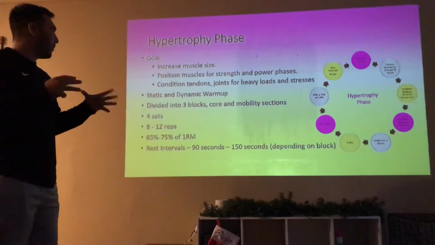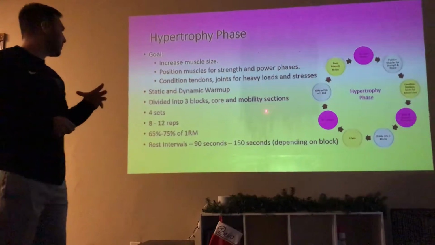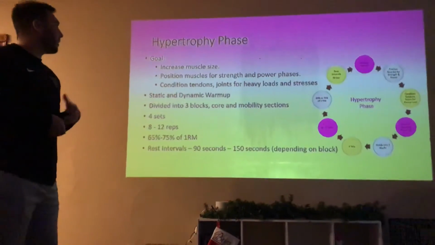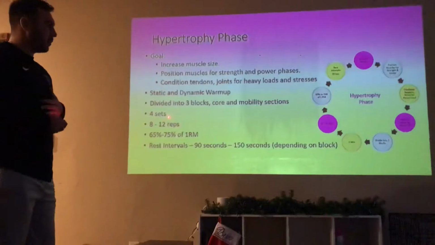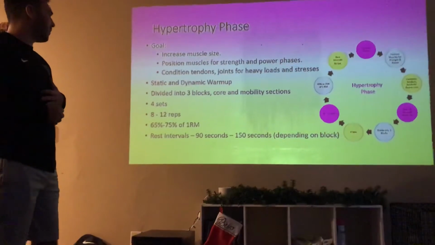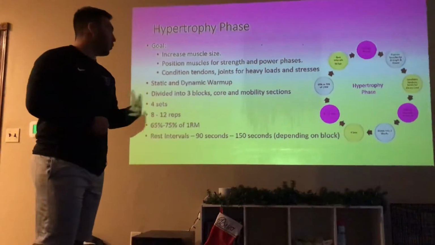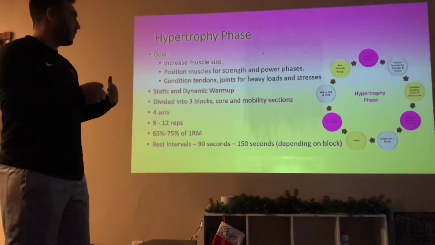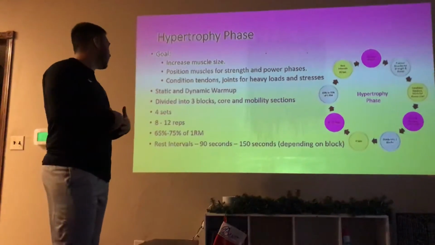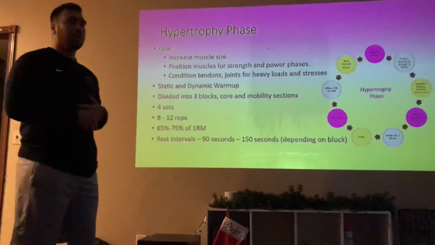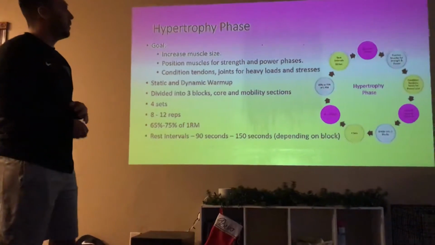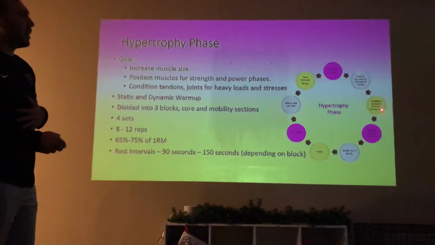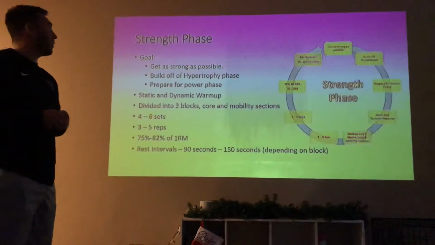Divide your workout into 3 blocks. Your core and mobility sections and your static and dynamic warm-up are also one of those blocks. With the hypertrophy phase, you want lower sets, higher reps, 65 to 75% of your 1 rep max, and you want to give the kids a 90 to 150 second rest time, because that's when your body can restore its ATP and stuff like that. Those reps shouldn't take too long, but a lot of kids will struggle with it. And then I put a little diagram over here that is rest intervals, back to your working out and taking your breaks and everything like that.